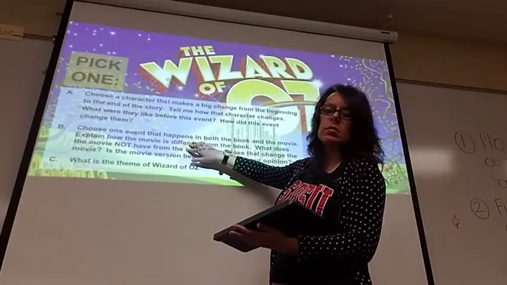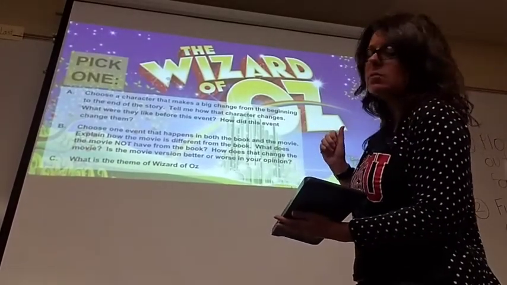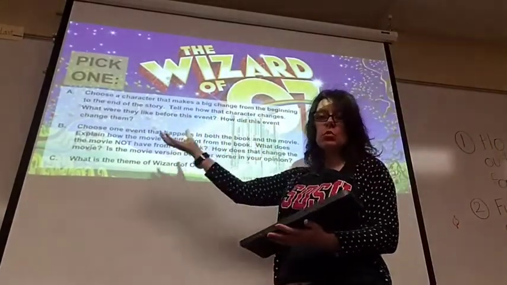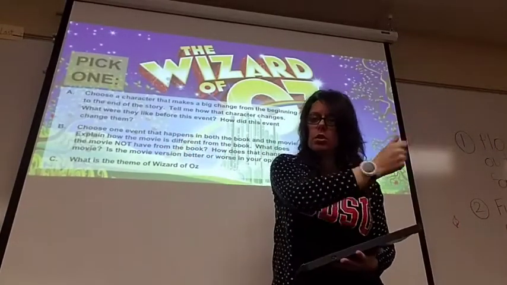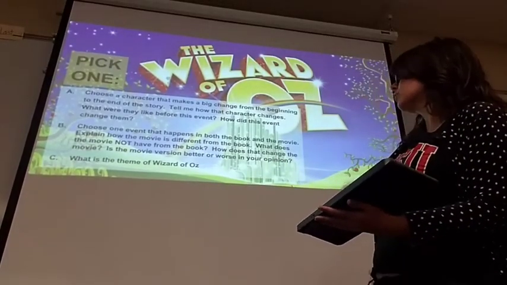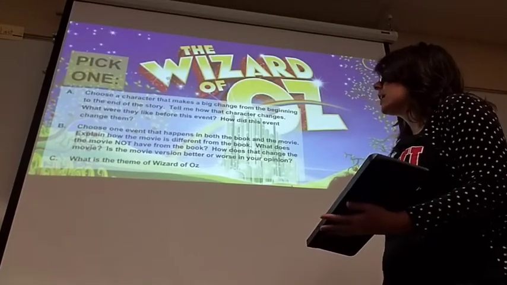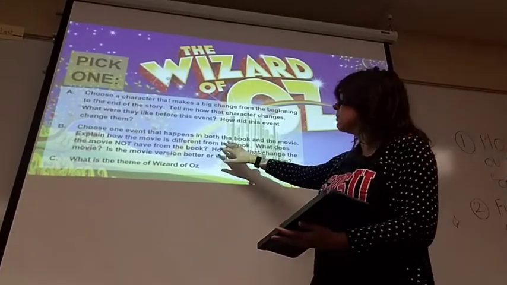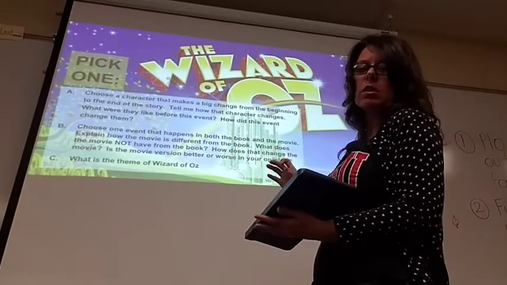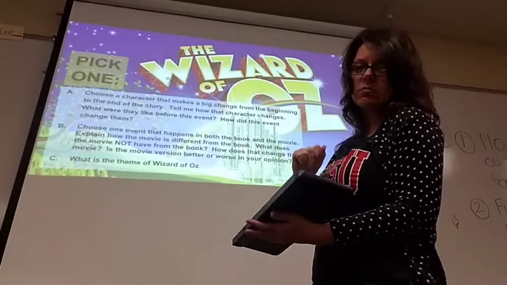Prompt B says choose one event. So choose something that happens in both the book and the movie. Explain how the movie is different from the book. What does the movie not have from the book, and how does that change how you view the movie? Keep in mind, all of these questions are just about one event. You're not talking about the entire story. Pick one thing that happens, talk about that one thing, and that's it.